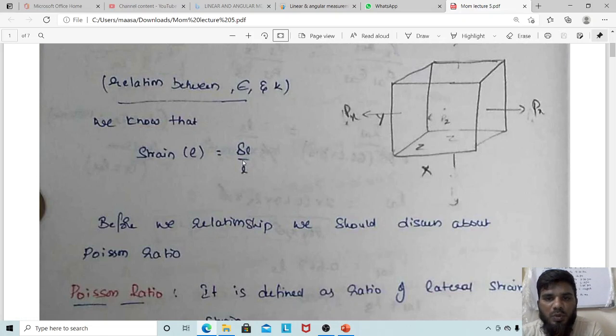Why do we discuss Poisson's ratio? Once you have a deformation along the length, obviously there will be a variation along the diameter. For example, take a rubber band and stretch it. Once the length of the rubber band increases, the thickness or diameter of the rubber band decreases. That property is nothing but Poisson's ratio.